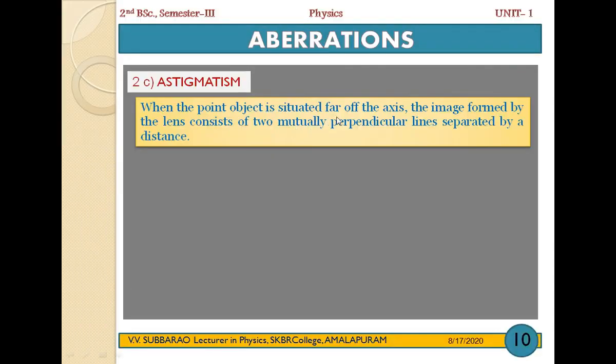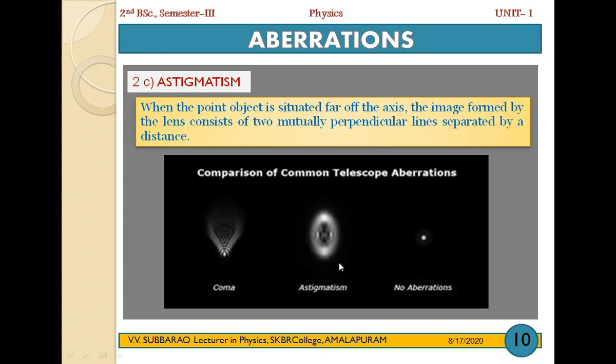When the point object is situated far off the axis, the image formed by the lens consists of two mutually perpendicular lines separated by a distance. When the point object is placed far off the axis, the final image looks like an oval like this. If the point object is placed off the axis, then the image looks like a comet.